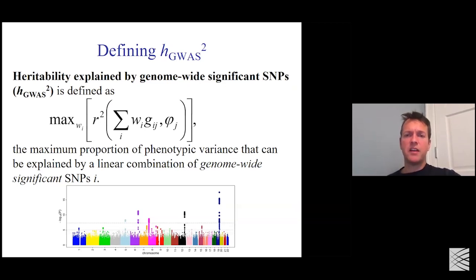I have to be a little bit careful when I say that I've defined this. It's not really a true population level parameter because it's a function of which SNPs pop up as being genome-wide significant in a particular GWAS at a particular sample size. So it's really a function of a specific GWAS that identifies a specific set of genome-wide significant SNPs.